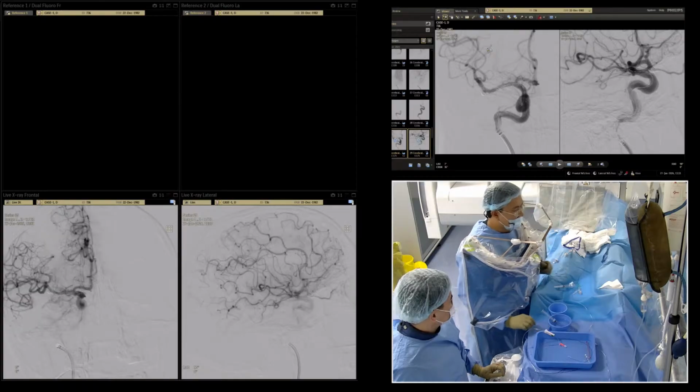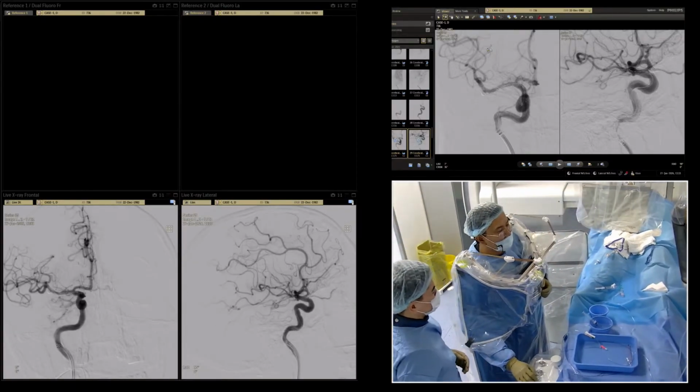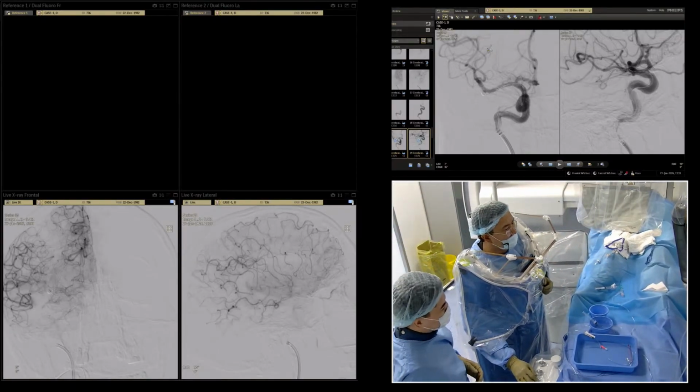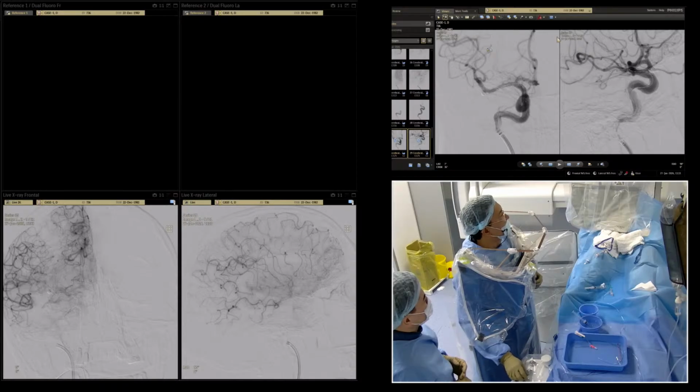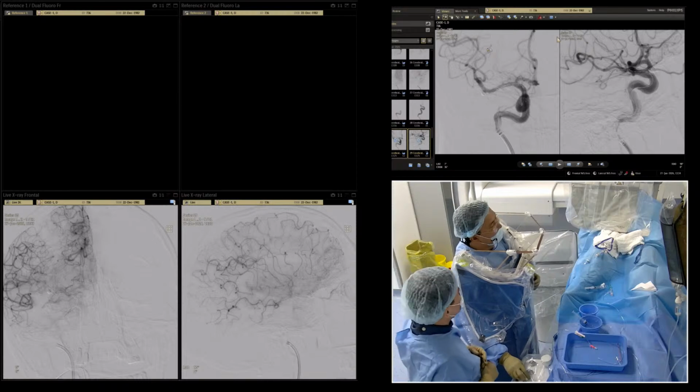Yes, no bleeding. Okay. Let's check in working projection. I think because of the rupture, we should occlude the basilar aneurysm also. I hope it will be okay.